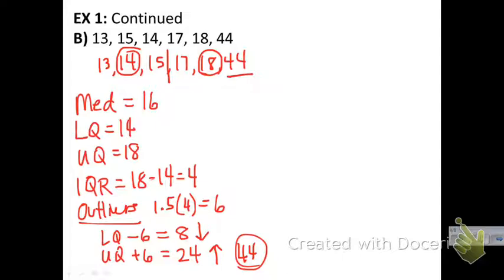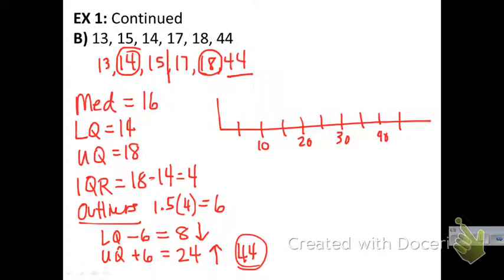Okay, so I think I'll go by 5s here. If I could go smaller to include that 44, I would, but 5, 10, should get me there. 10, 20, 30, 40. So the first number that I'm going to graph is that 13, so it's about right here. I'm going to put a dot there.